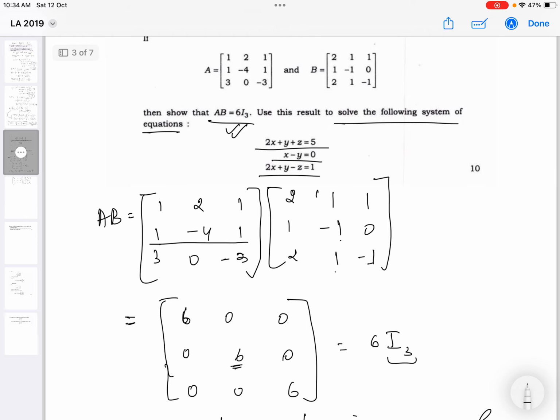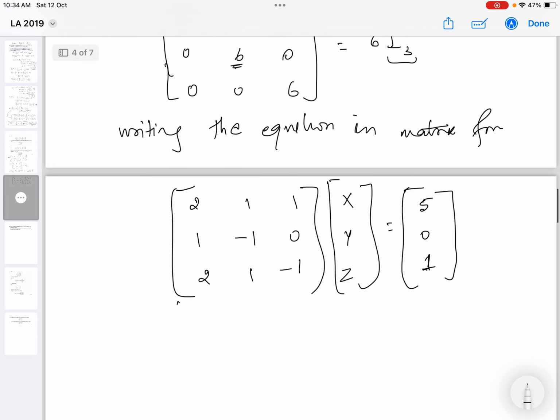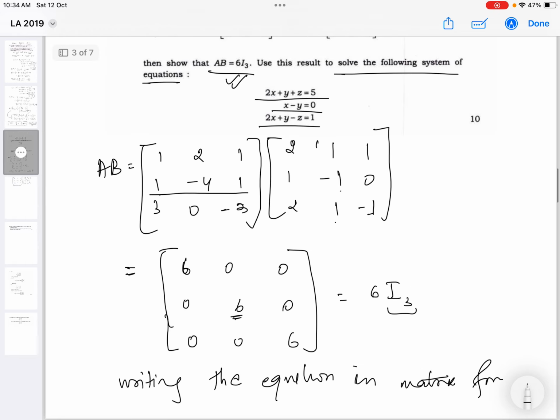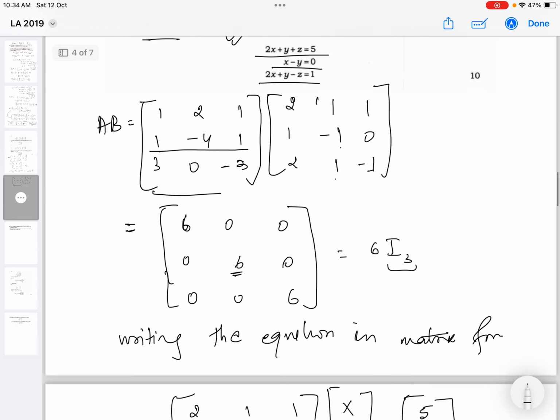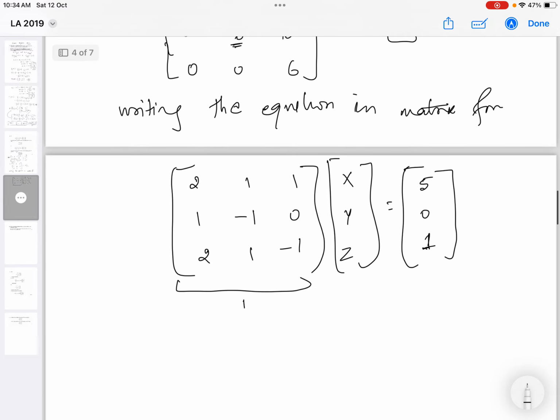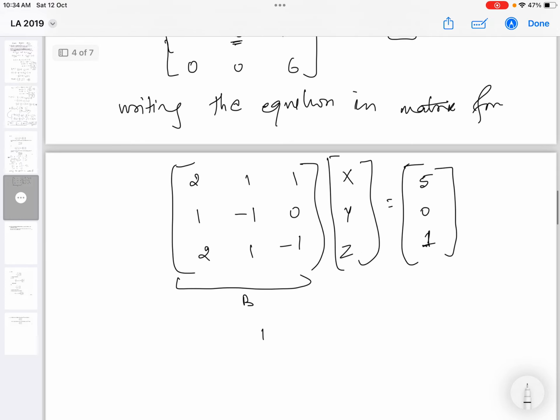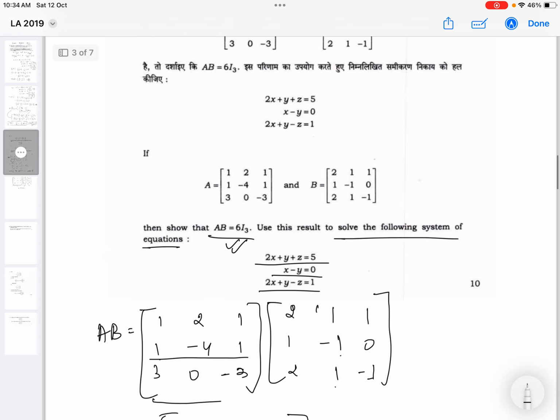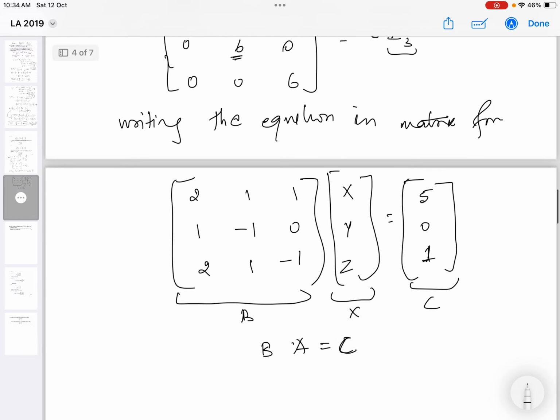नाउ चूँकि हमको ये प्रूव करना है, if we observe clearly ये वाला is nothing but A. ओके ये वाला is nothing but B. तो it is nothing but B times X. इसको मैंने X बोल दिया थोड़ी देर के लिए, BX. इसको बोल दिया थोड़ी देर के लिए C. तो BX equals C हो गया. क्योंकि हमने मैट्रिक्स में देखा था कि ये वाला B था, ये मैट्रिक्स X है, और जो RHS वाला मैट्रिक्स है जो कि 3 क्रॉस 1 का है उसको बोल दिया C.